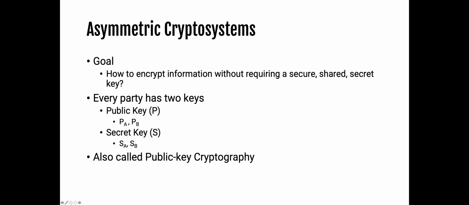One is called the public key, and the other is called the secret key. Also, an asymmetric crypto system is also called a public key crypto system, or public key cryptography. If you search for it, sometimes you will see public key crypto, and that's the same. People usually use these two names interchangeably, so you don't have to differentiate these two terms.